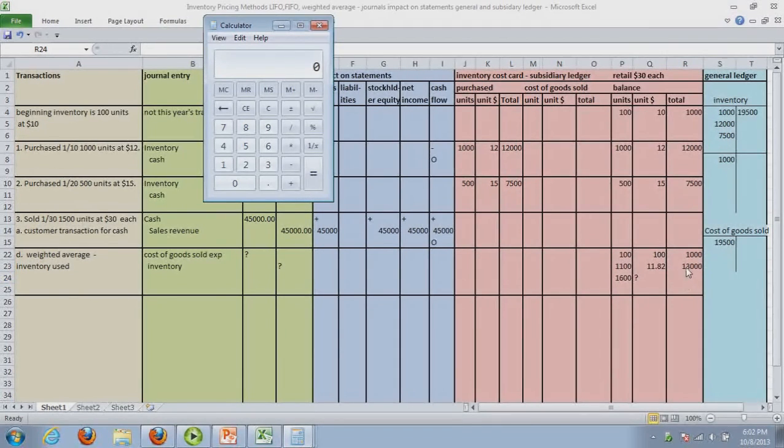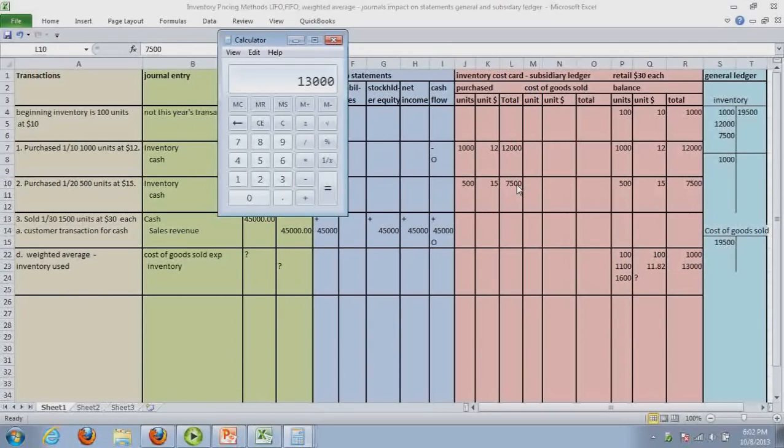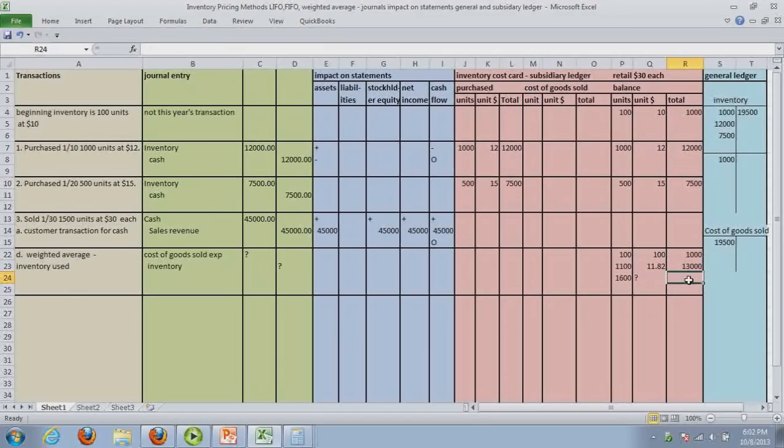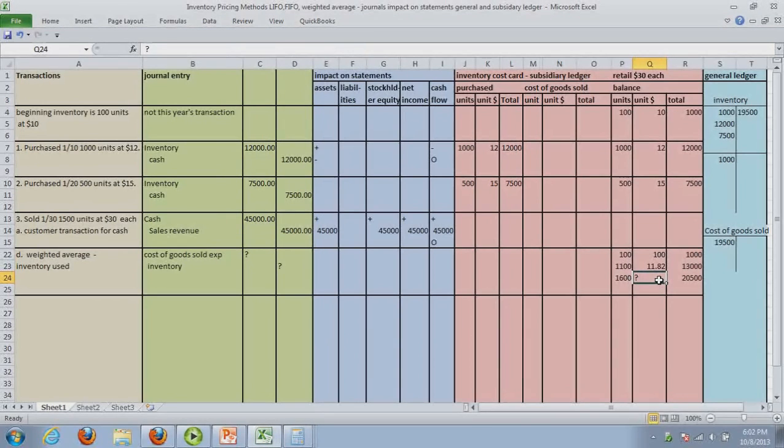So we have right now 13,000 total there in inventory, and we're going to add the cost of the second purchase, which is 7,500. Whoops, I lost my calculator. 13,000 plus 7,500. 20,500. And then once again, to figure out the unit cost, we do a division. So hopefully we can pull this one off. So 20,500 divided by 1,600 units is 12.8125. So I'm going to put all of them in there. 12.8125.